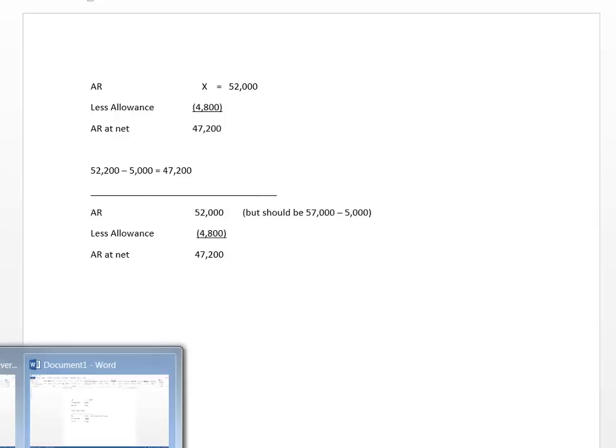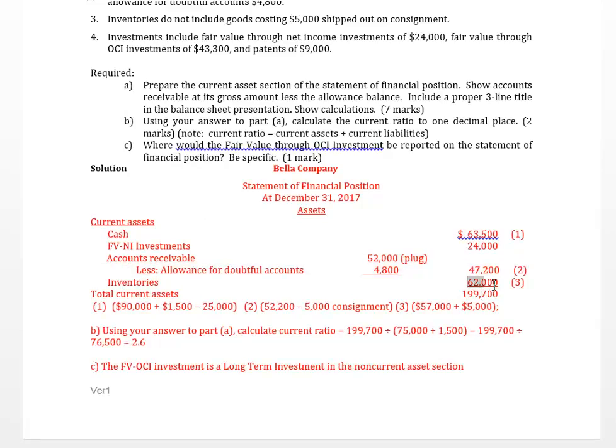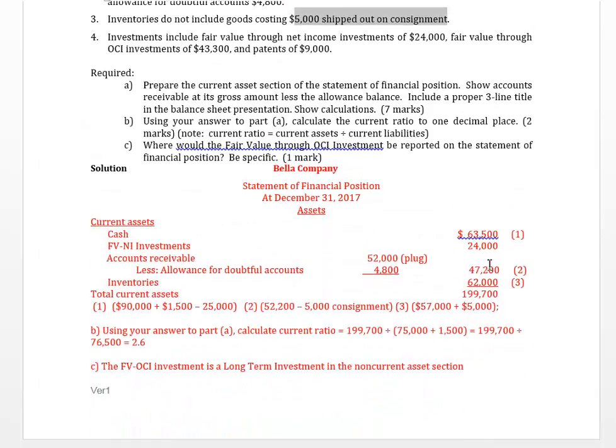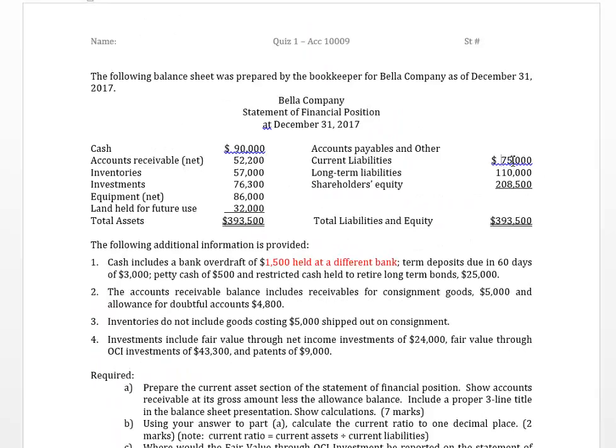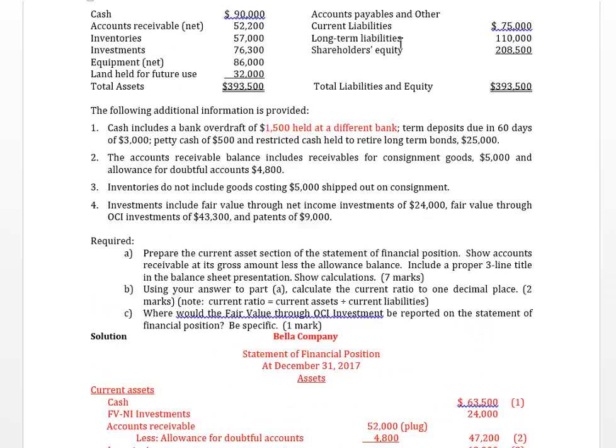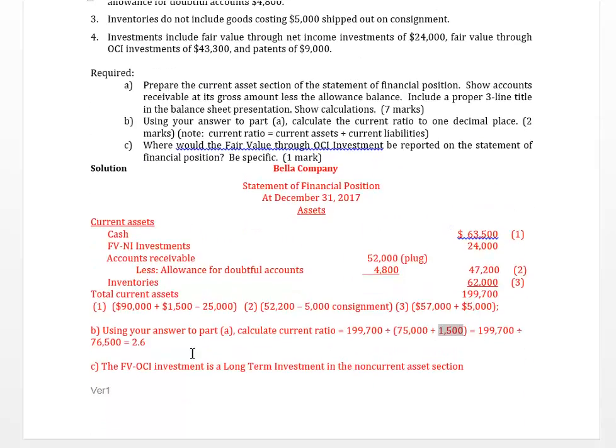So that was that. Now, again, we already said inventory was sitting at 57,000 on the books, but you also needed to add in that consignment inventory right here in item 3. So we add that 62,000 back and we get 199,700. Using this current asset amount, and you also knew what current liabilities were, 75,000, you could have calculated the current ratio. We provided the formula for you, but the trick here was that you needed to remember that the bank overdraft was a liability and added into your current liability balance. The fact that they netted it out here means they didn't set it up as a current liability. So when we do that, we get 2.6 as our current ratio.